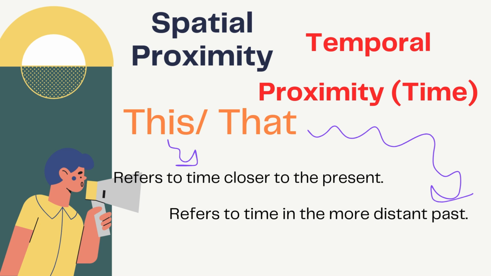How about temporal proximity? For times close to now, we use this. For example, we say, I'd like to talk to you this morning. About times further away in the past, we use that. For instance, my mother called me later that day.